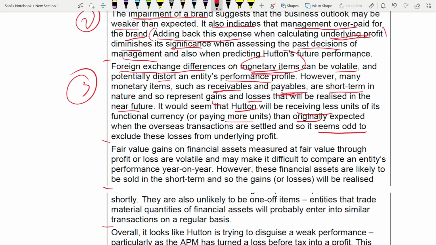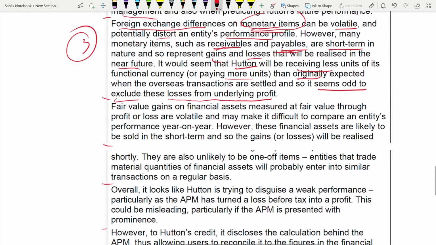After explaining all the things, then you are finally saying it seems odd to exclude this loss from the underlying profit. That means this is quite shocking: after knowing it, why have they excluded it from the underlying profit? Because this loss has to be there. Because it is something that you are going to realize in the near future. So it's very odd. Odd means it's not reasonable to exclude this from the underlying profit, but they have done it. That's why they have added it back.